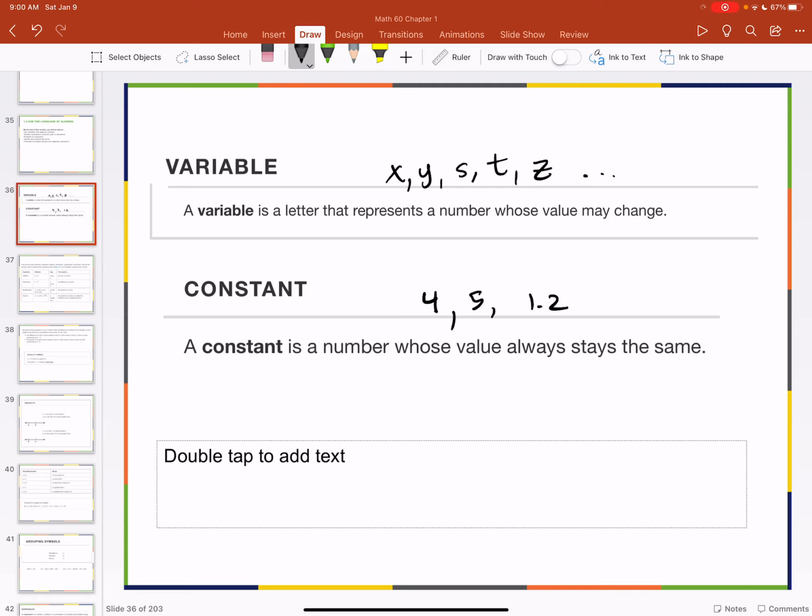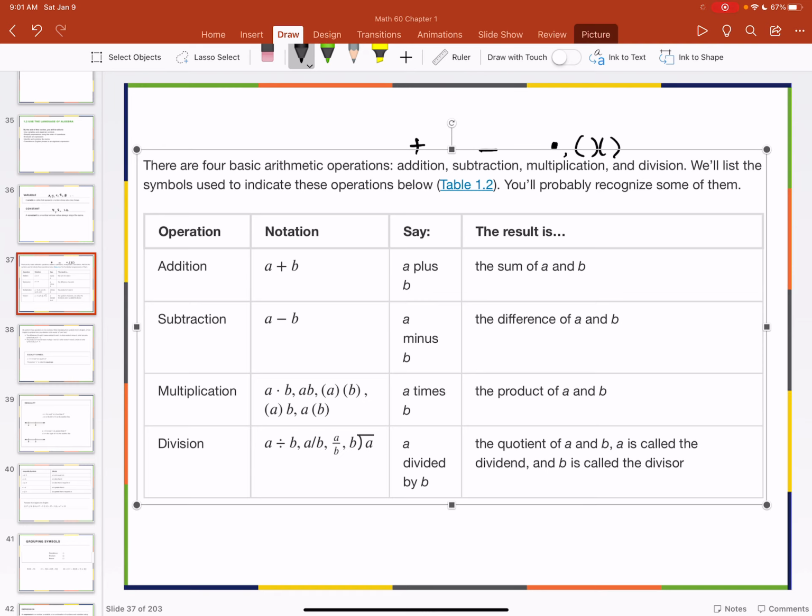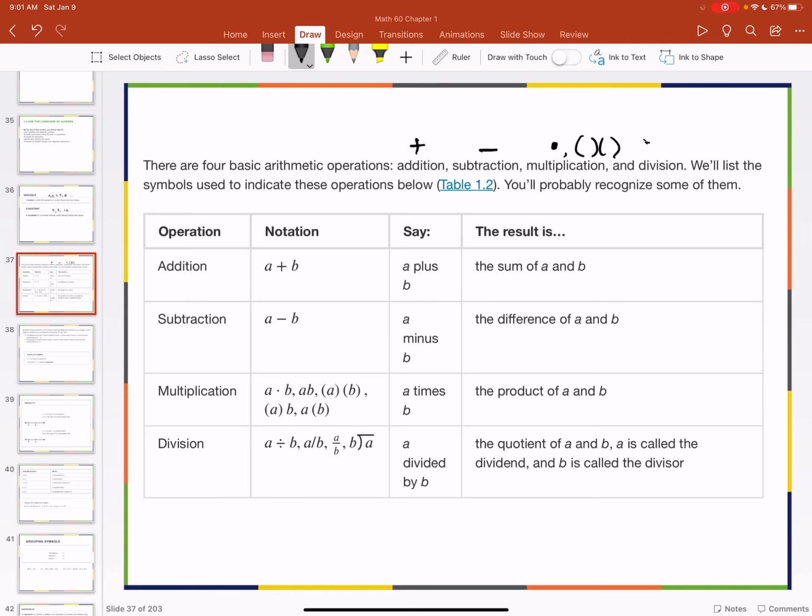All right, let's continue. There are 4 operations, as we all know, but it's good to go over this. We have addition, subtraction, multiplication, and division. So here are the symbols: addition, subtraction. Usually for multiplication, we use this little dot, or we use parentheses to indicate that they're next to each other. And then for division, you can use this division symbol or a line. And you can see down here, there's different ways of expressing division.